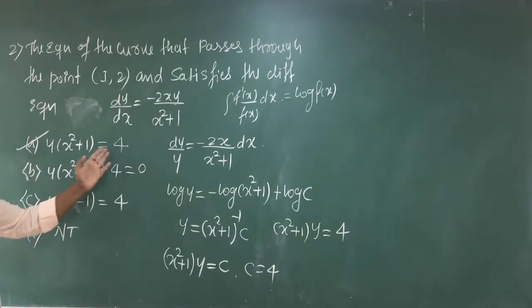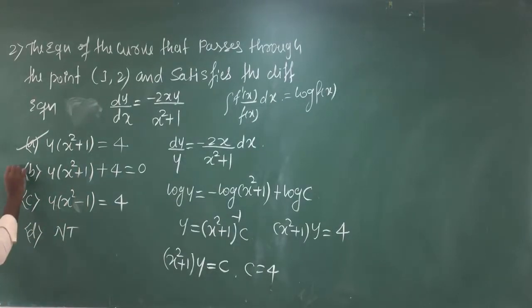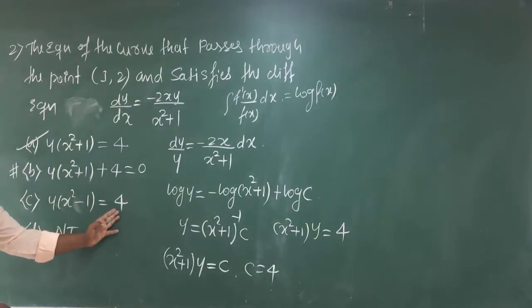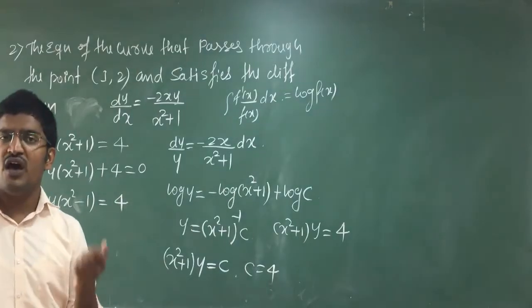Plus 4. If this comes on this side, it will be minus 4. That's why it is not your answer. Here they have given minus 1, so this is also not your answer. So none of this. Obviously it is not your answer because option A is your answer.